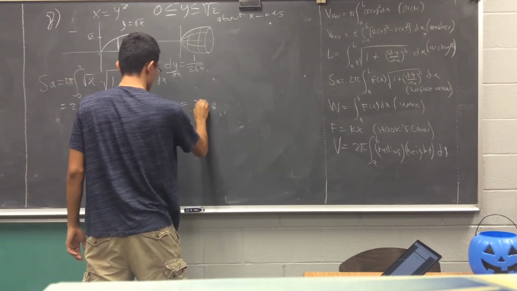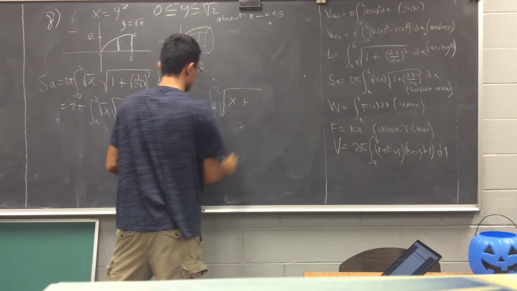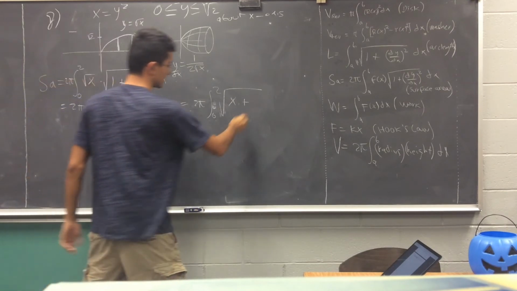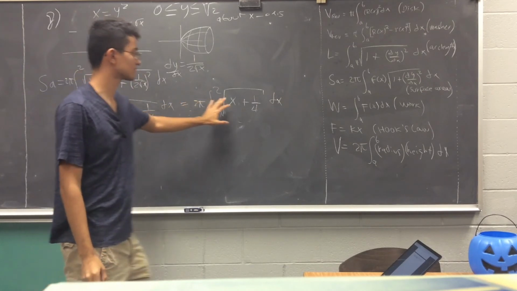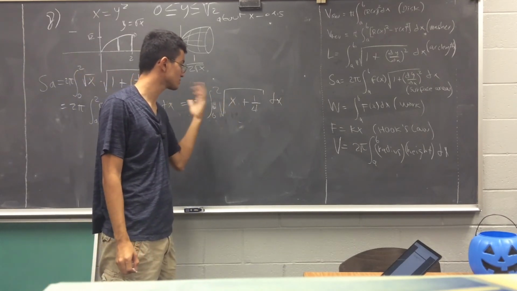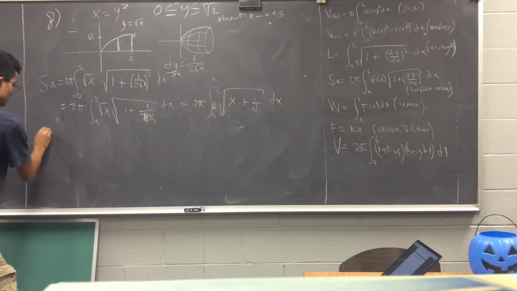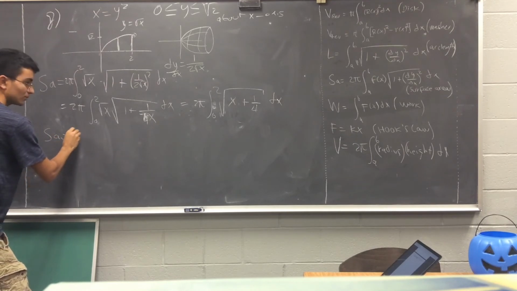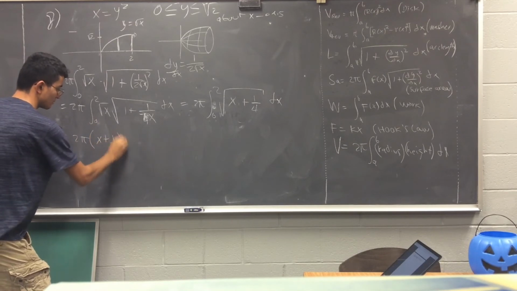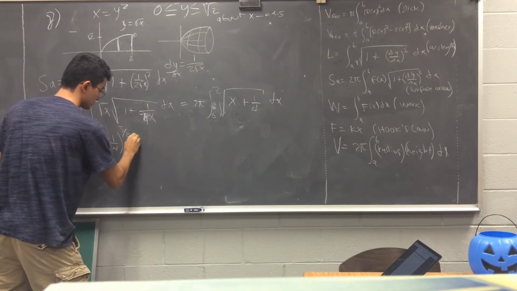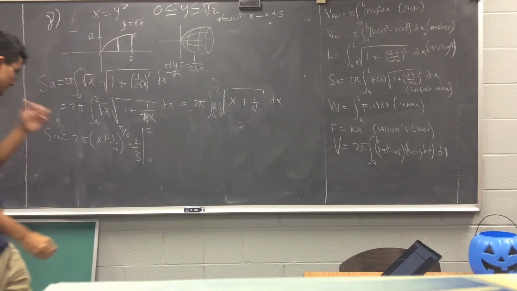So we have 2 pi integral from 0 to 2 of the square root of x plus, and then what's x over x? That's 1, so we get 1/4, dx. And of course, this is pretty easy to integrate. If you use a u substitution, you're going to have du equal to dx. So that's very nice. So the surface area is going to be equal to 2 pi times (x plus 1/4) to the power of 3/2 times 2/3, from 0 to 2. All right, and then let's substitute and see what happens.